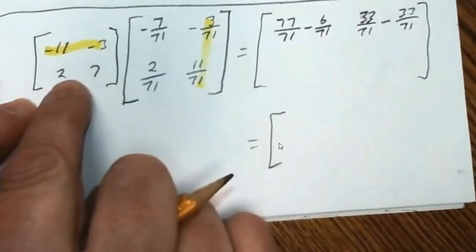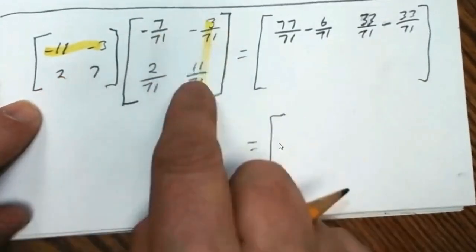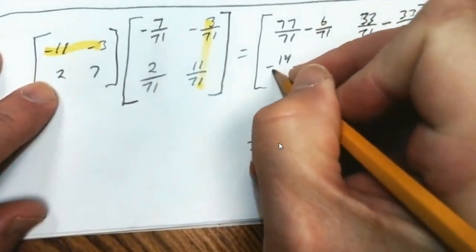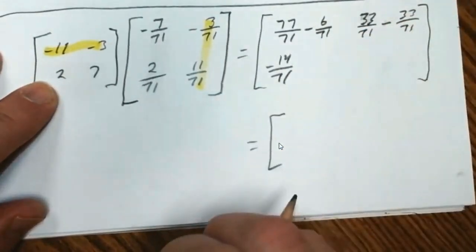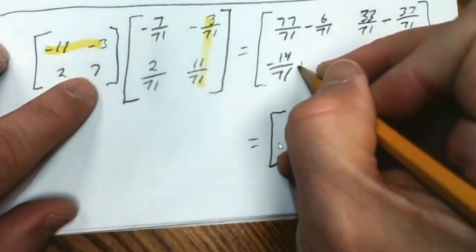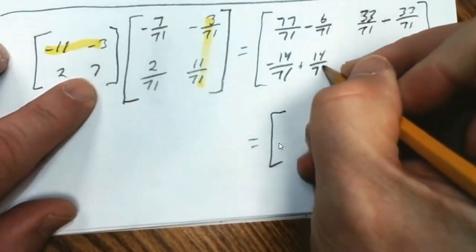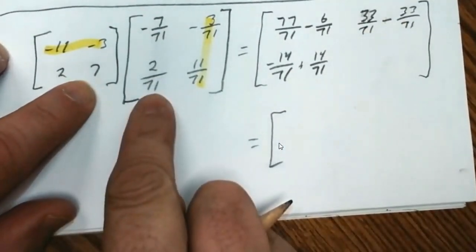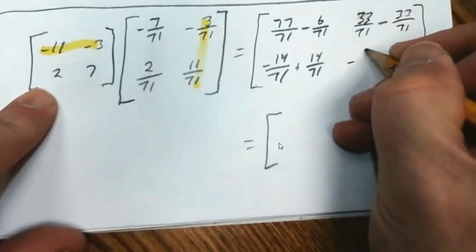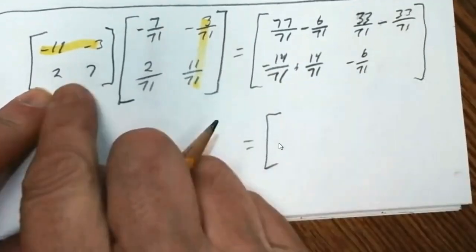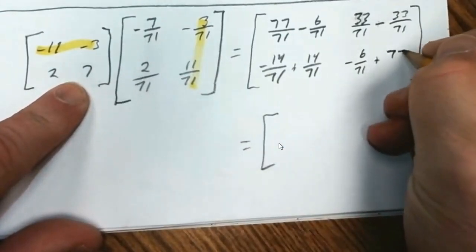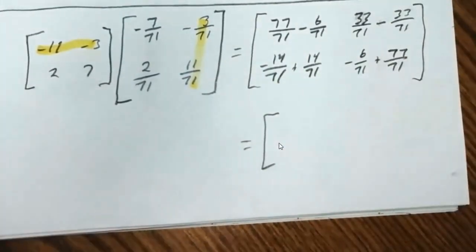Now we're going to do the second row times the first column, and then the second row times the second column. So 2 times negative 7, negative 14/71. And then 7 times 2, plus 14/71. Okay, now let's go to the second column. 2 times negative 3 is negative 6/71. 7 times 11, plus 77/71.